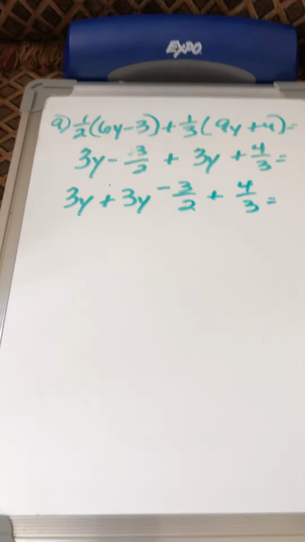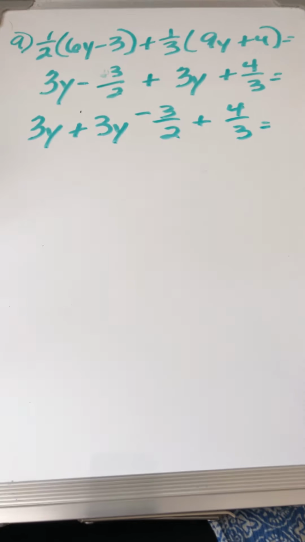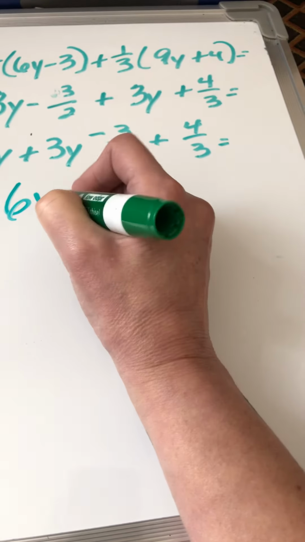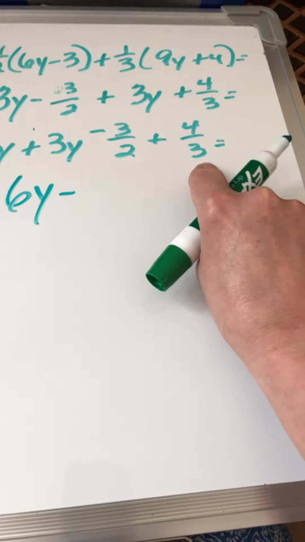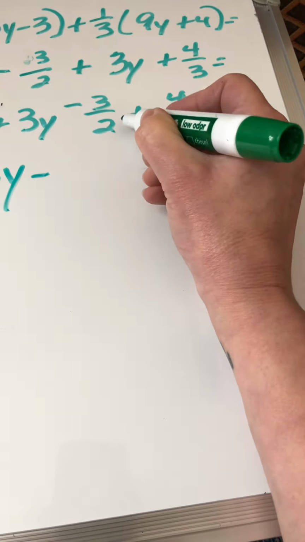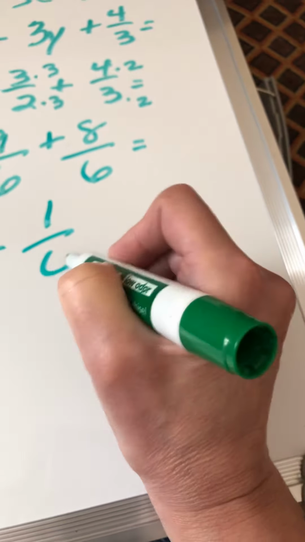I figure you can just look at my notes and then compare that to what you have, and you can figure out where your mistake was. So 6y. Now I need a common denominator. I'm going to use 6 because 2 and 3 will both divide into 6. So I'm going to go 2 times 3, 3 times 3. 3 times 2 is 6, 4 times 2 is 8. And now that gives me 6y minus 1/6.